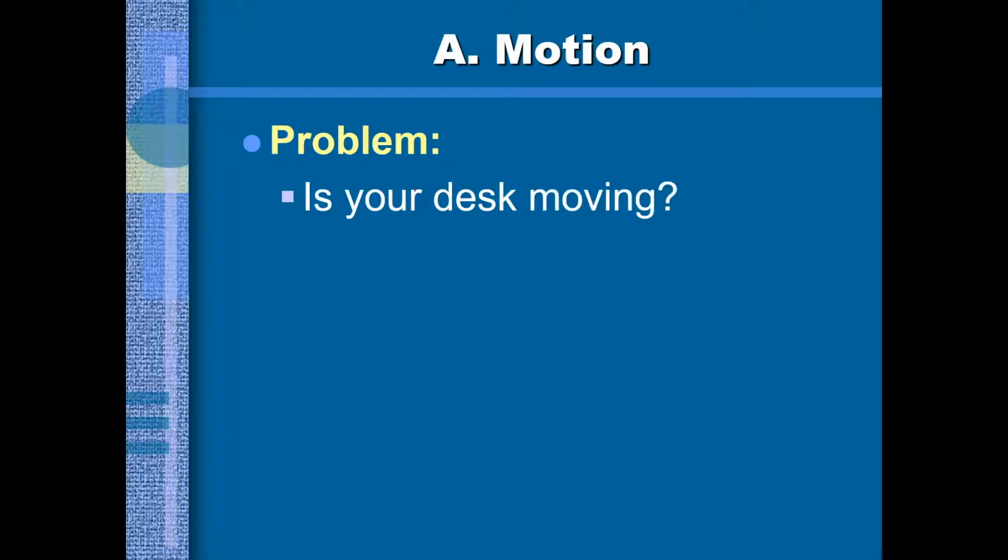So, motion. I have a question for y'all. Is your desk moving? Yes. No. Yes. So, if it's not moving, then how's the Earth going around the sun? It's staying still. How's the Earth rotating on its center axis? If it's stopped and not moving, then shouldn't it just stay in the same point in space?